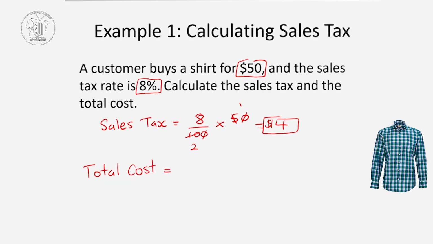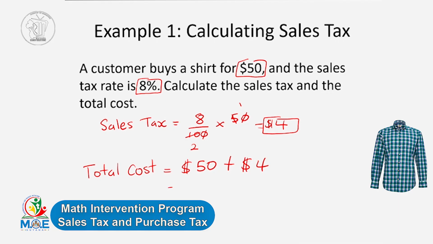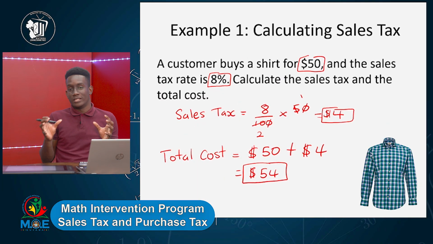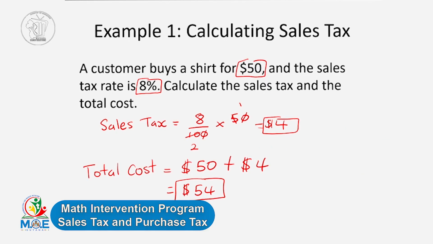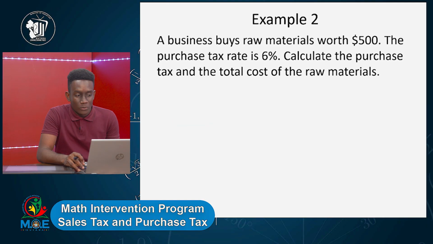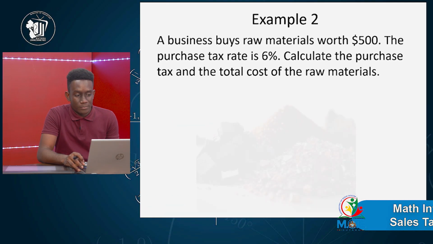The total cost would be the $50 plus the $4. So 50 plus 4 would be $54, and that would be the total cost for the shirt after we add on the 8% tax on it. So tax, as we can see, is something that is added on, and this tax would typically go to the government. So the next thing we want to find would be the purchase tax.